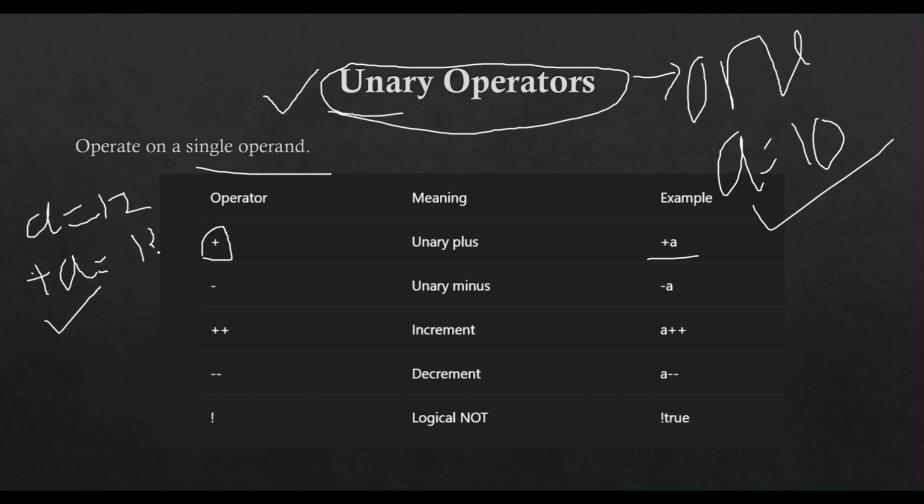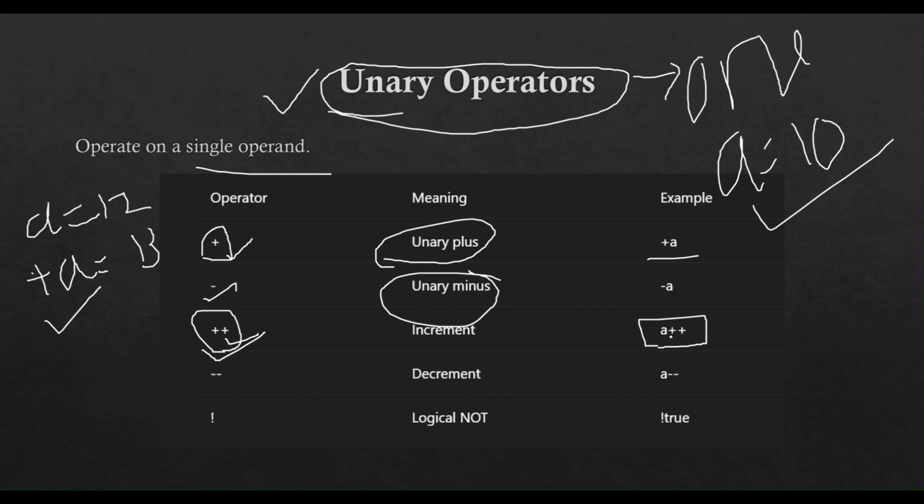So the value will be 13. Okay, similarly minus or plus, this is a unary plus, and this is unary minus, means single, nothing bigger. But see, this is increment. It's similar, but understand it properly, it's a single operator. See here, double plus is used, that means a plus plus: the value of a is 12, then the output will be 13. A minus minus similarly decreases its value by 1.